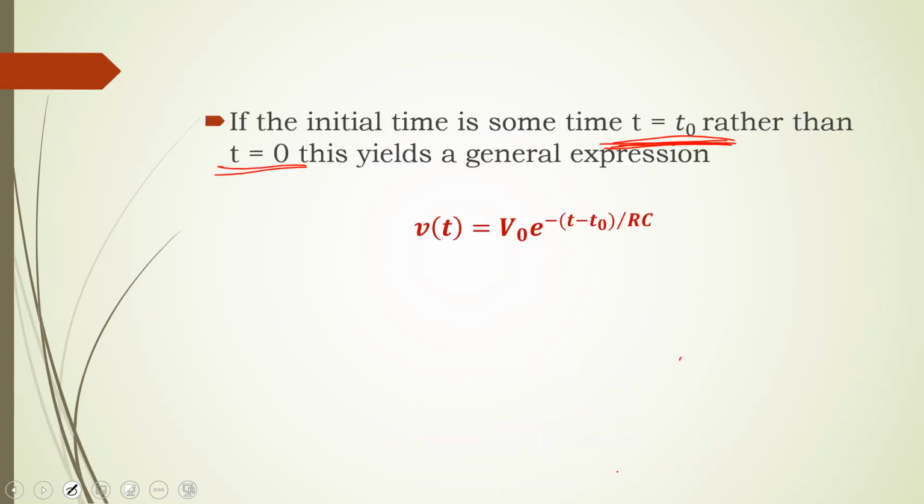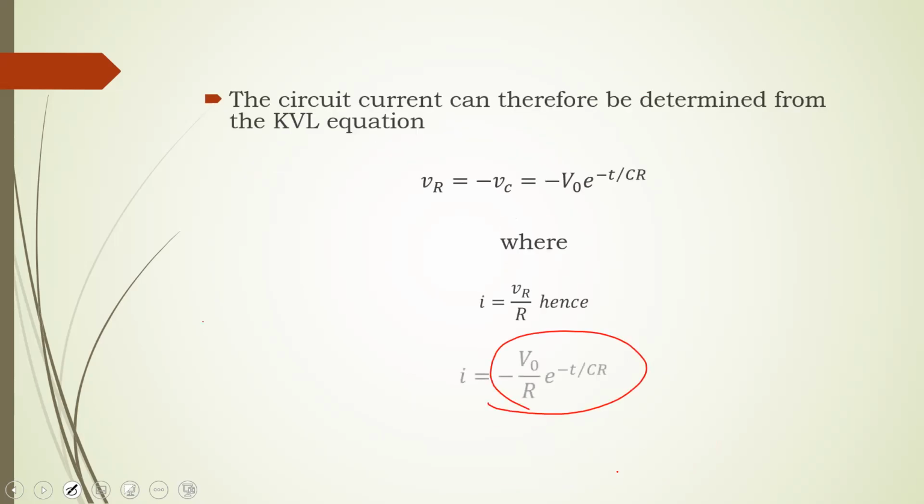If we look at the current expression, at t equals 0, what's the current? Substitute 0 here for me. What's e to the 0? 1. So what is I? Negative V naught over R. Similarly, as t tends towards infinity, what is I? 0. So it tends to 0.